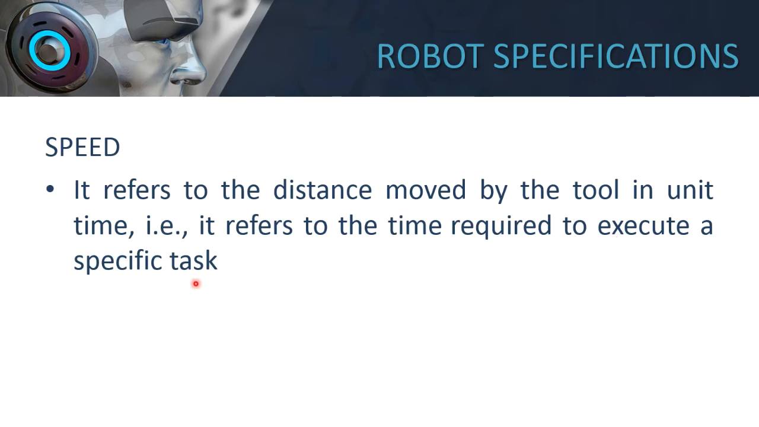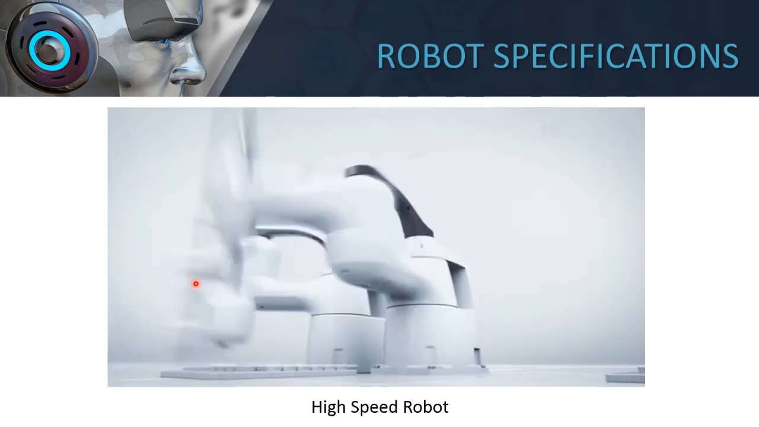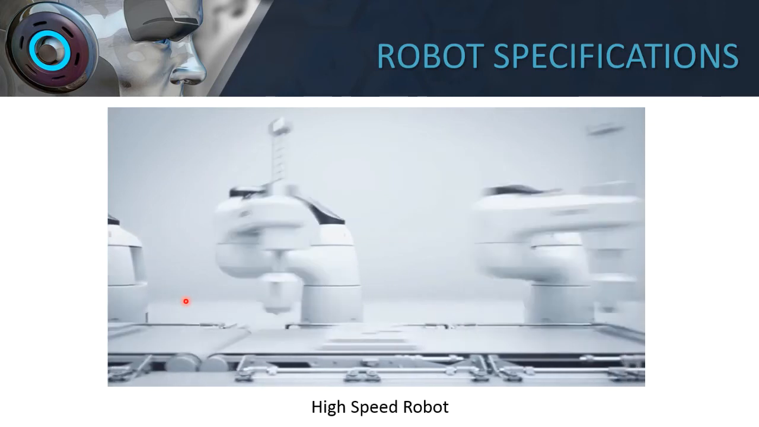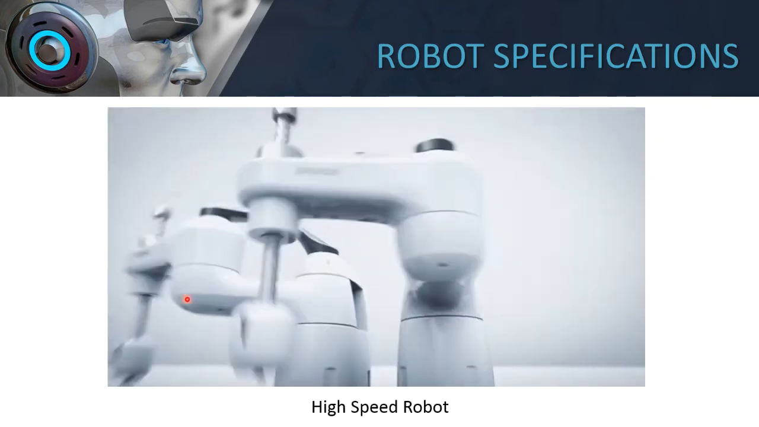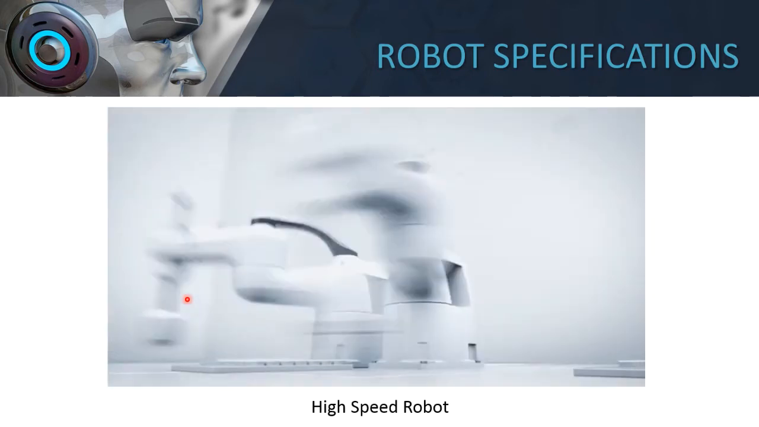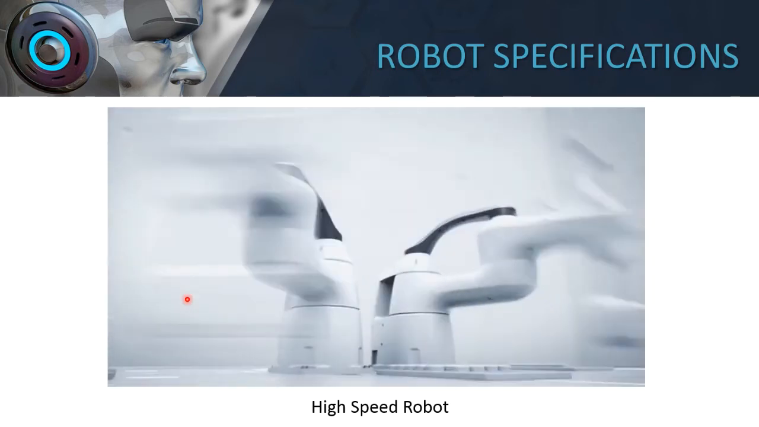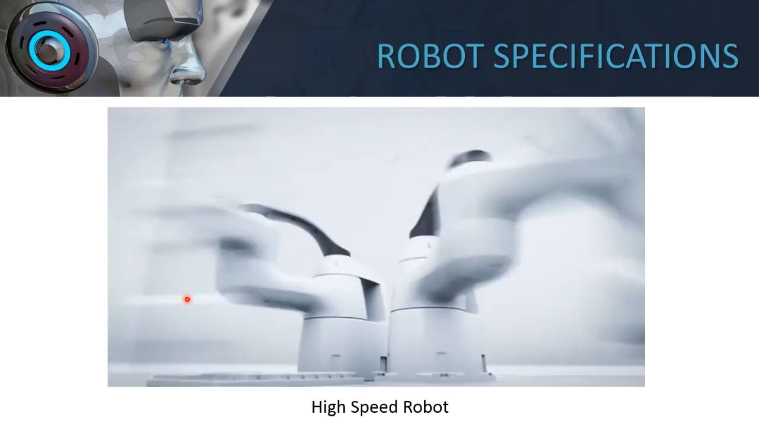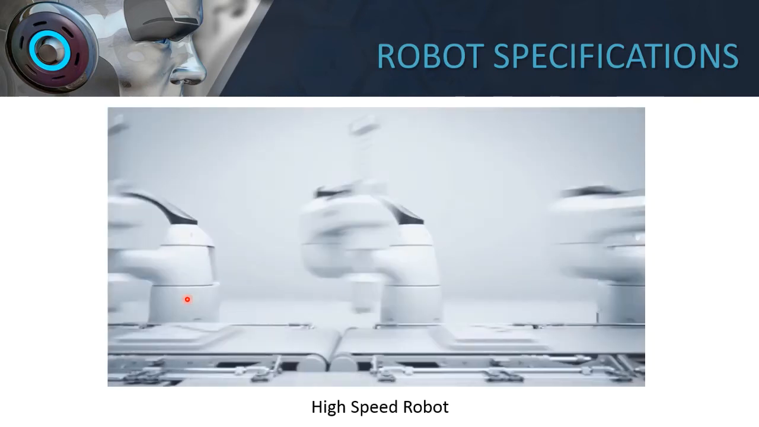I'll show you one animation. You can understand the animation is about the SCARA robot. You can see the SCARA robot here. The quickness in which the task is being executed. So it might be picking one object from a conveyor and then putting it into the pallet, or from the pallet onto the conveyor, but the quickness in which it is doing.